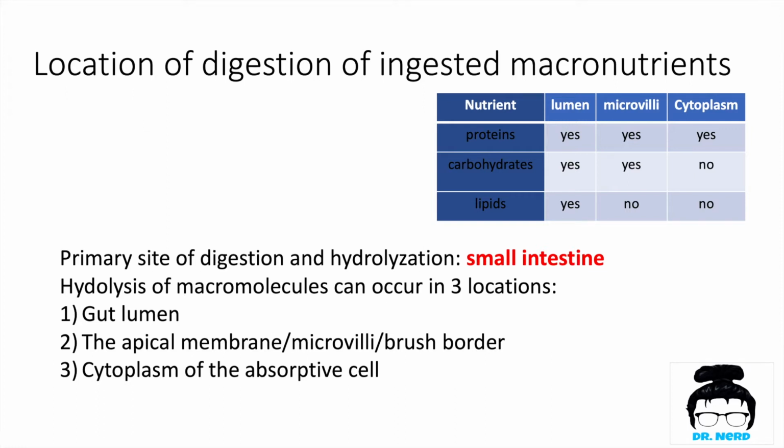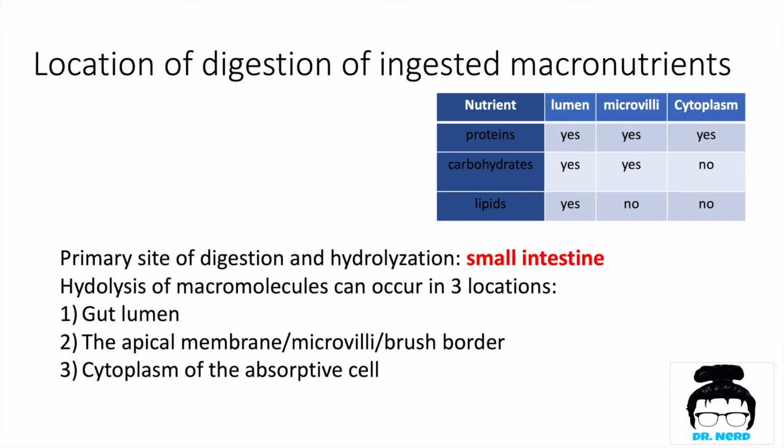Macronutrients are divided into three major groups, and that's proteins, carbohydrates, and lipids. Your primary site of digestion and hydrolyzation of the macronutrients is the small intestine. Of course, why are we talking about hydrolyzation? That's because proteins, lipids, and carbohydrates are polymers. For example, carbohydrates are polysaccharides.